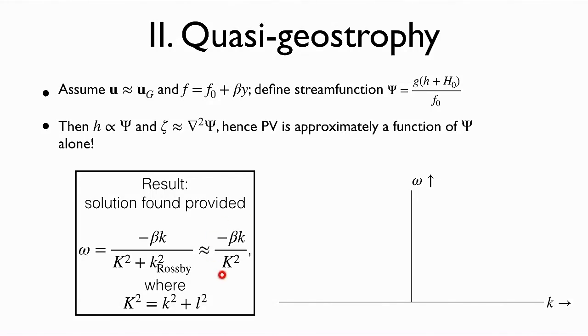And our dispersion relation takes the little k and divides it by the sum of squares of both of the k's in the denominator and multiplies by beta, approximately. There's also, as before, this extra term in the denominator which is sometimes important, and that's the Rossby wave number. So what is that? The Rossby wave number k is the reciprocal of the Rossby radius of deformation.